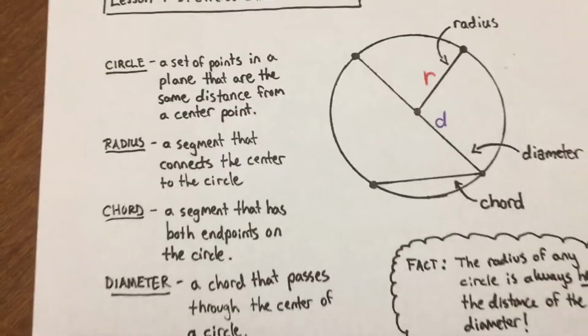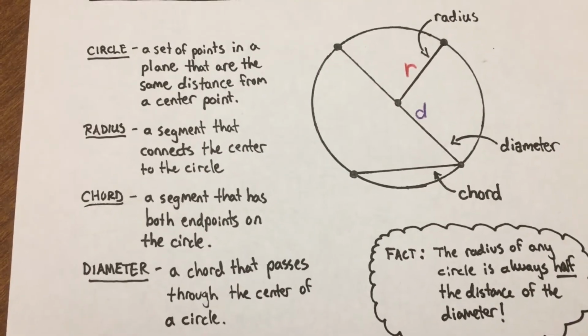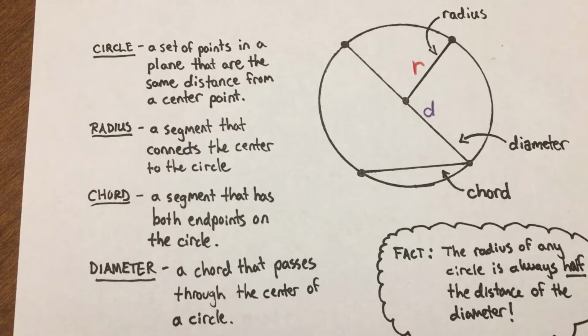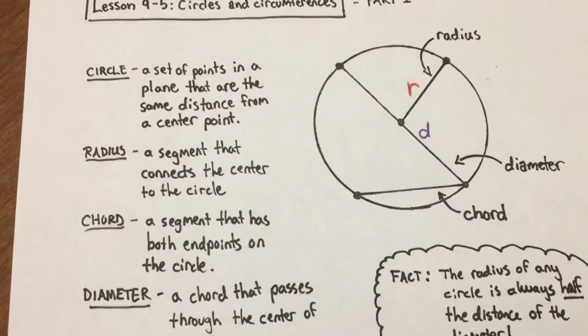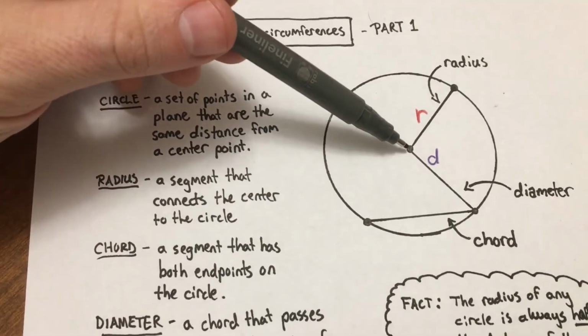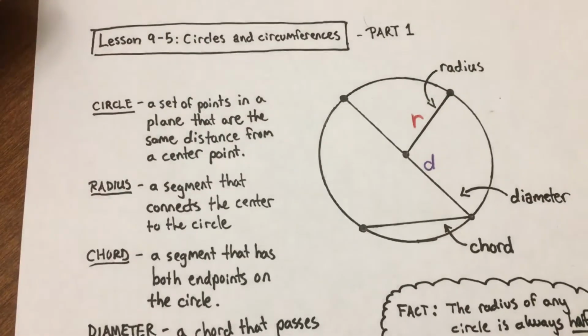So here's a few important terms that you need to know. A circle is just a set of points in a plane that are the same distance from a point which we would call the center. So I've given you an example of a circle off to the side over here. So right slap dab in the middle, this point right here we would call our center point.